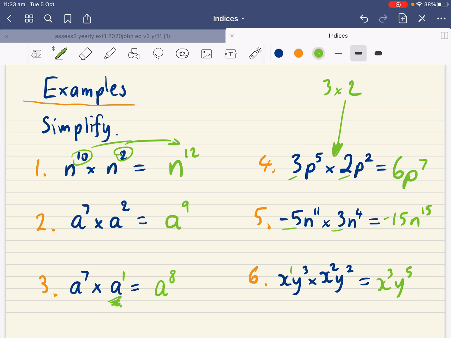Oh, and by the way, if you haven't yet, you need to get these examples copied into your books. When you're looking back and studying, prepping for your exam, having the examples right there with solutions is crucial.